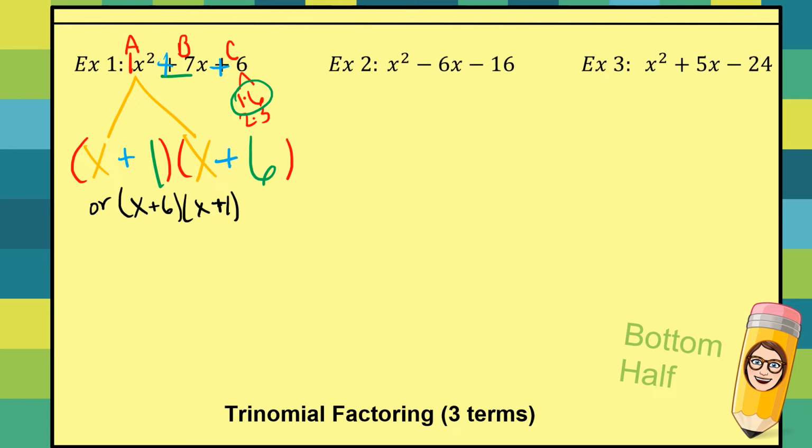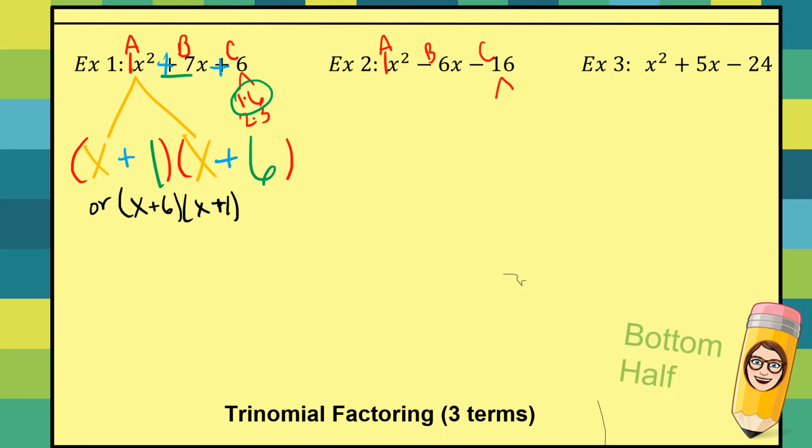All right, step 2, standard form. Example 2, standard form. Good. GCF, nothing I can divide out that's common. Next, let's identify our ABC. I have an a value of 1, a b value of negative 6, and a c value of negative 16.